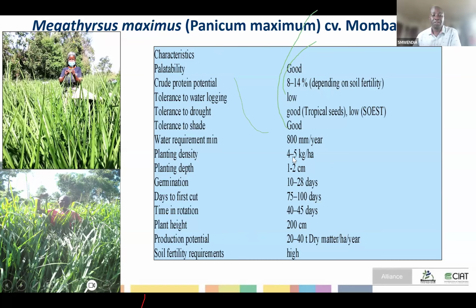And you see the planting seed density is much lower than for the Brachiaria because of the smaller and tiny seeds. And dry matter can also be very high. Of course, they are relatively heavier feeders than the Urochloa. But with good management, they can also live for a long time in your plot that has been established.